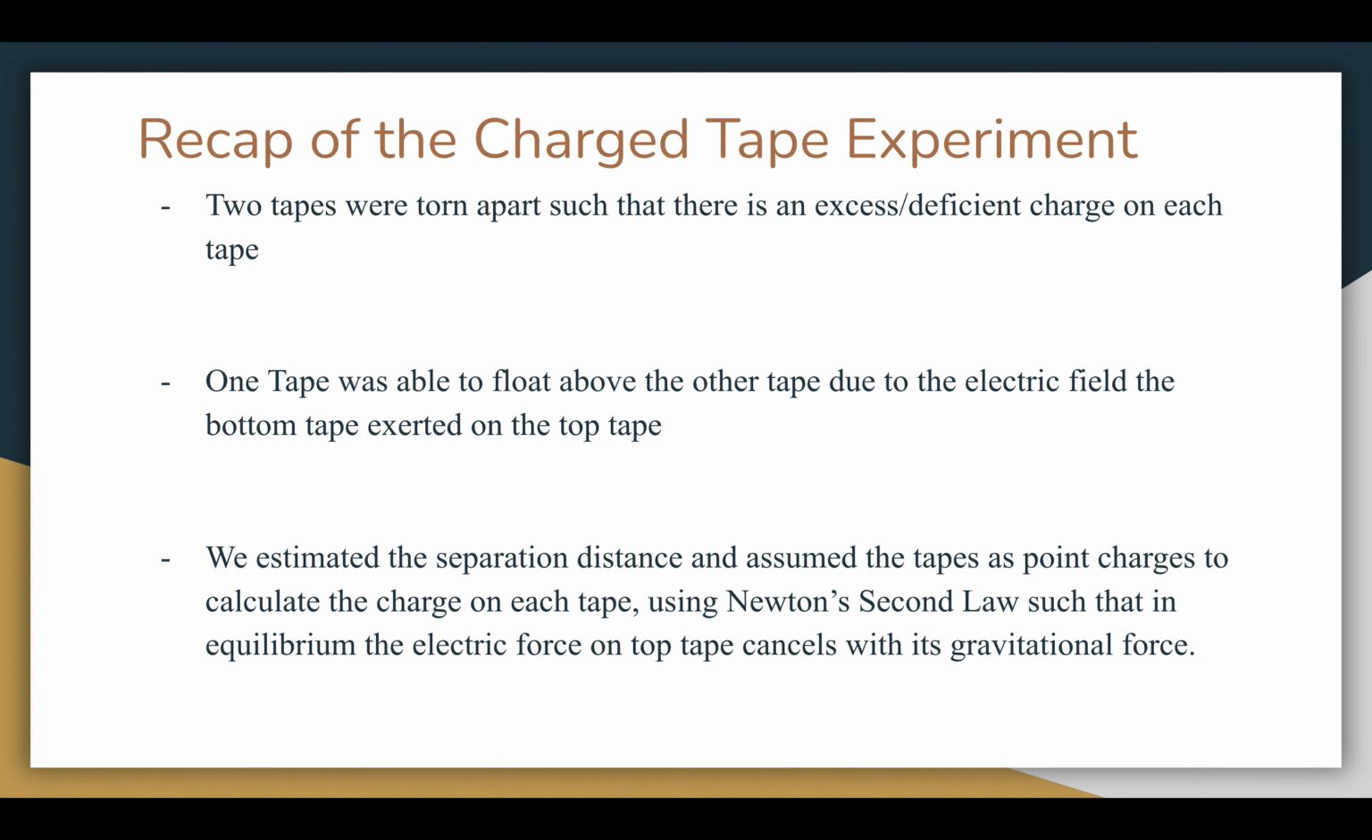Recap of the charge tape experiment. So two tapes were torn apart such that there is excess and deficient charge on each tape. One tape was able to float above the other due to the electric field the bottom tape exerted on the top tape. We estimated the separation distance and assumed the tapes as point charges to calculate the charge on each tape, and we used Newton's second law such that in equilibrium the electric force on the top tape cancels with its gravitational force to get the charge on each tape.